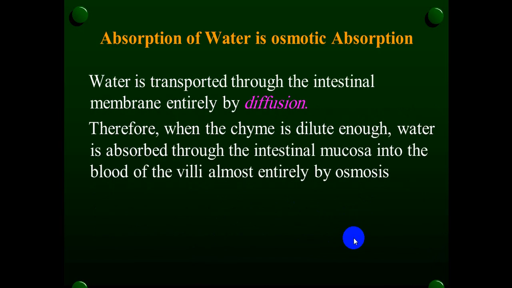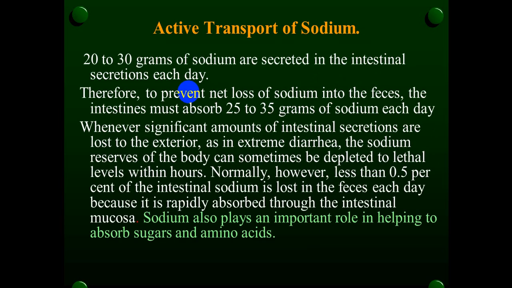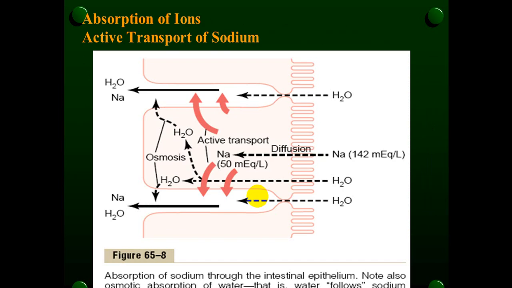We will talk about the absorption process for each item, how it occurs. For the water, usually it is absorbed mainly by diffusion. For the sodium, it is transported by active transport. These numbers are not for memorizing. We will explain this more clearly.